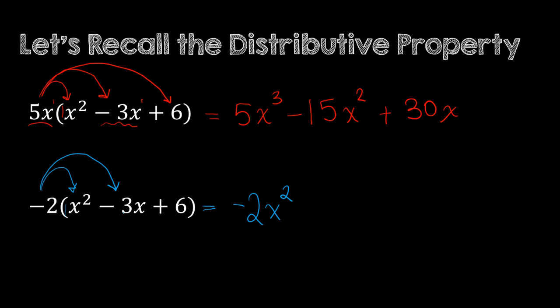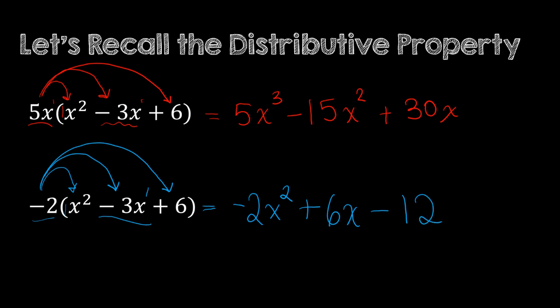I do this again. Negative 2 times negative 3 is going to give us a positive, because a negative times a negative. Remember, you always take the sign that's in front. So we have negative 2 times negative 3 is positive 6, and we're going to carry the x that's here. And then negative 2 times 6 gives us negative 12.